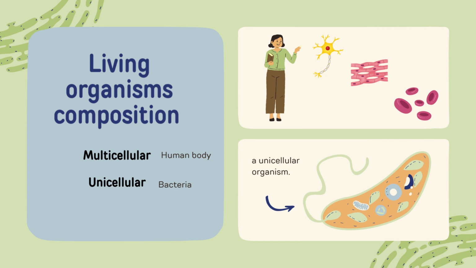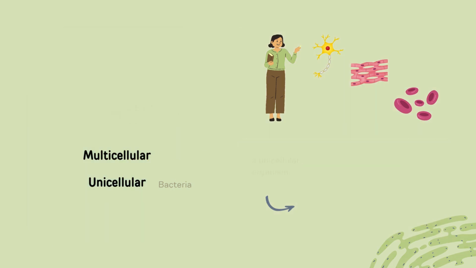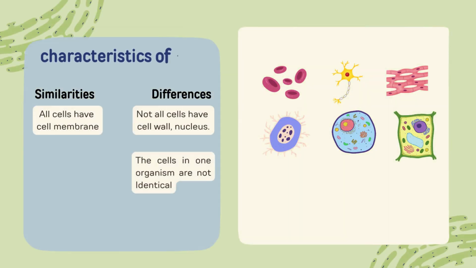Here we have the second point that we need to cover, which is the characteristics of cells. As you see here in this picture, those are cells, and as you see, they look different from each other. They aren't similar. So the first characteristic is that not all cells are identical. They are different from each other.